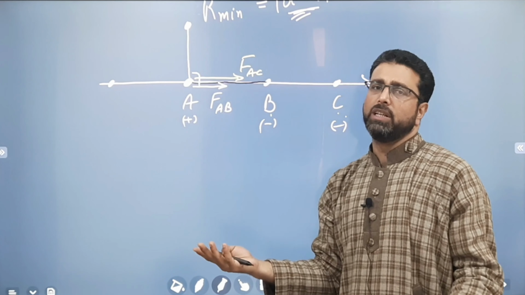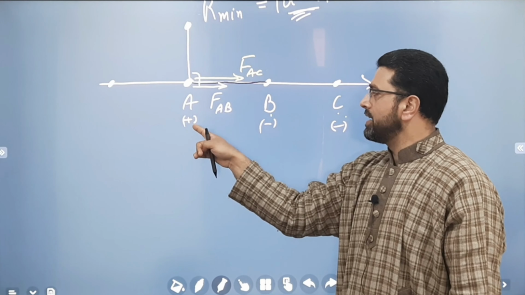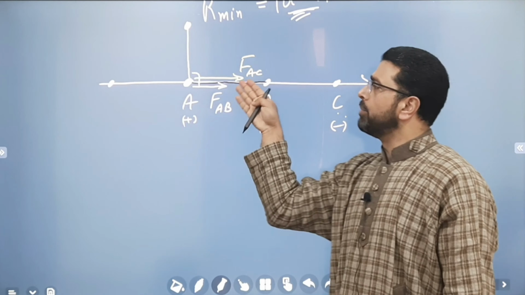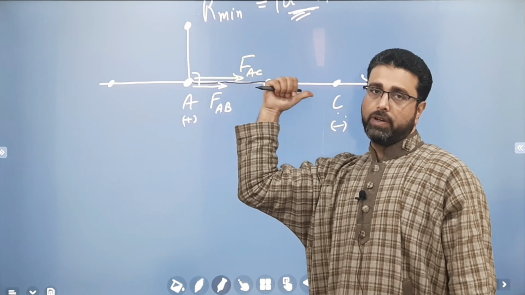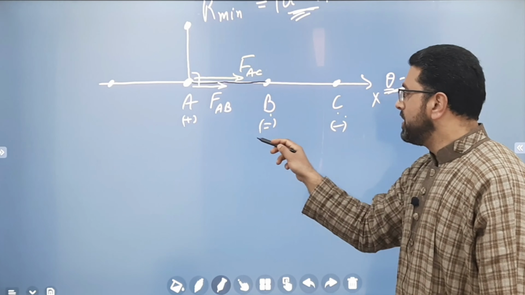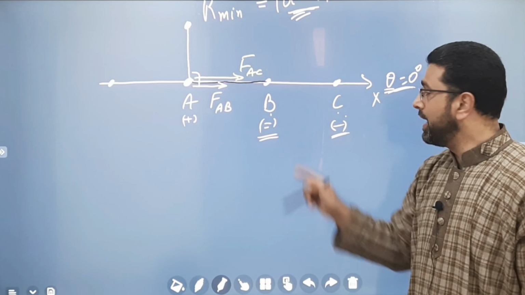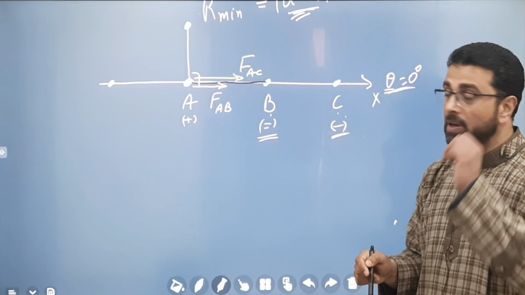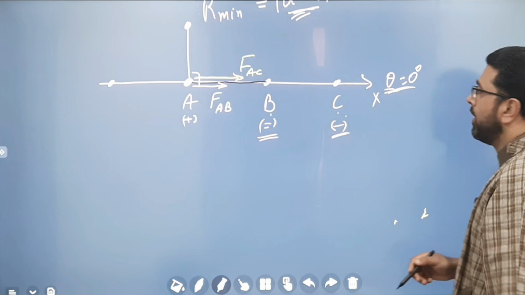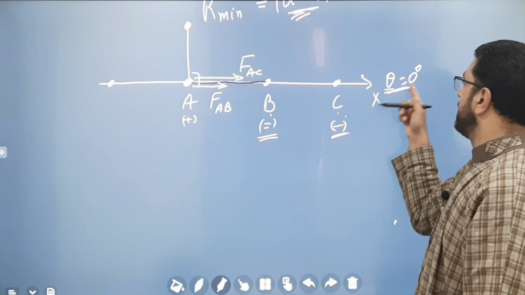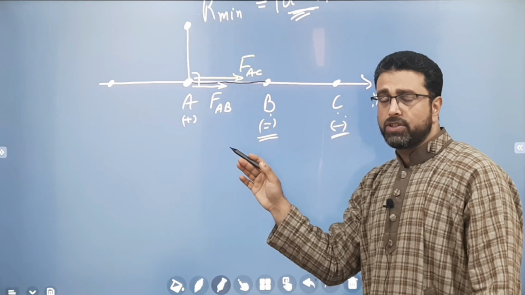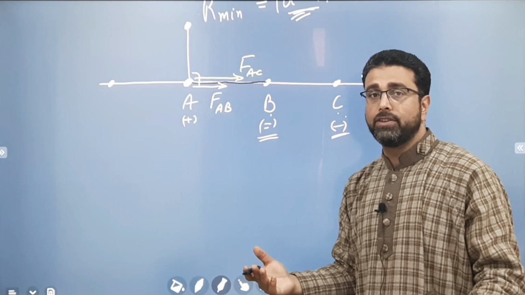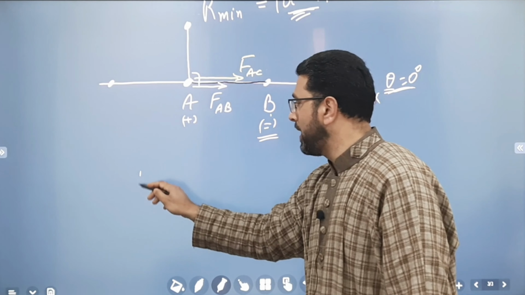We need both of them to be in the same direction. That's it. So if A is negative, these two are also negative, then both will be this way. If A is positive and these two are negative, both will be this way. The point is B and C need to be like. B and C must have same signs. So this is the situation at theta equal to 0 degrees. And since two forces are in the same direction, the resultant will have maximum magnitude.